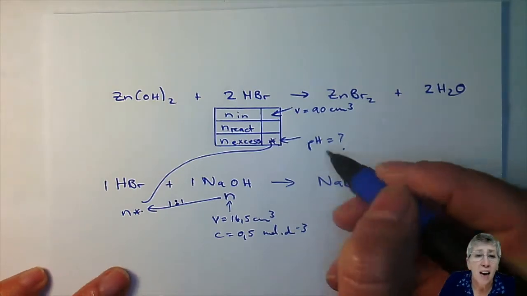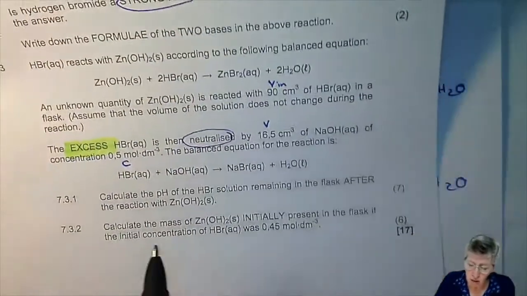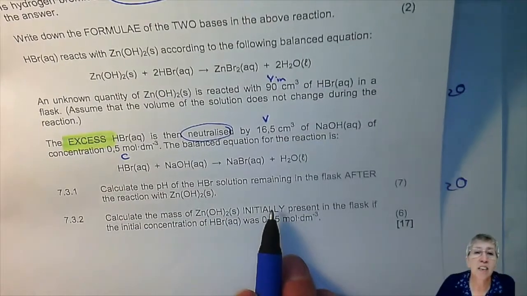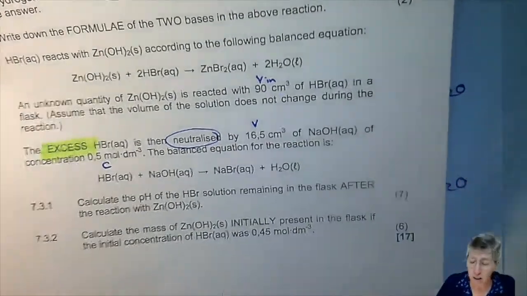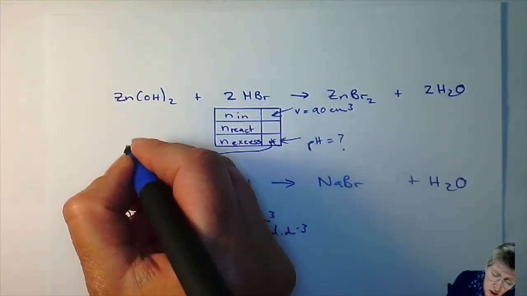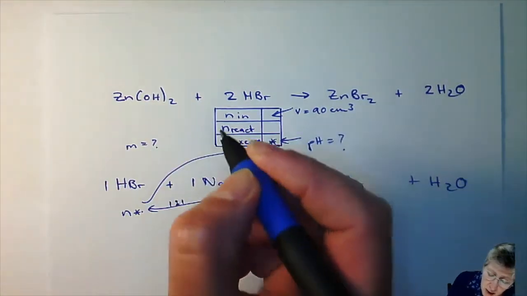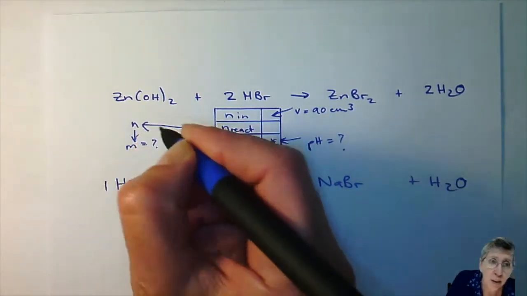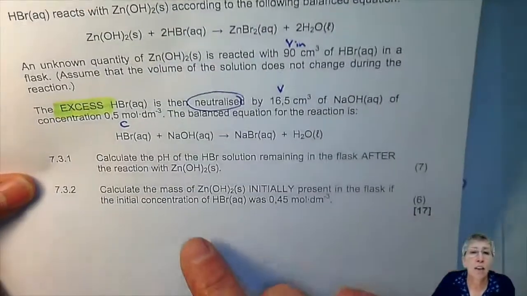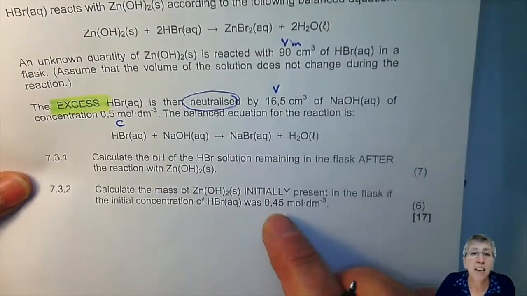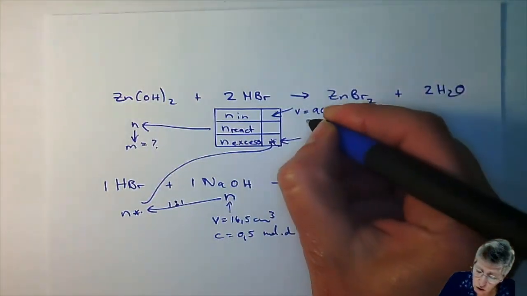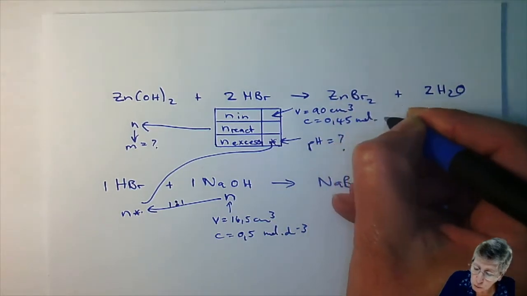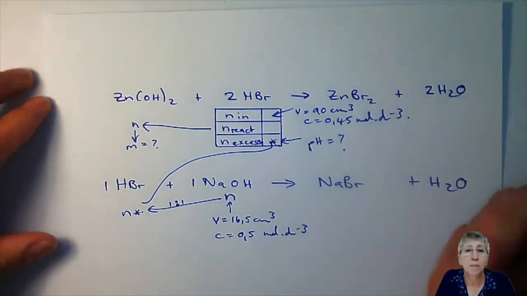Right. And then the second question, they are asking us, calculate the mass of zinc hydroxide that was initially present in the flask, okay, initially. So they are actually asking what's the mass over there. Remember, I will get there via the moles. And they tell you the initial concentration of the HBr was 0,45 moles per dm³.